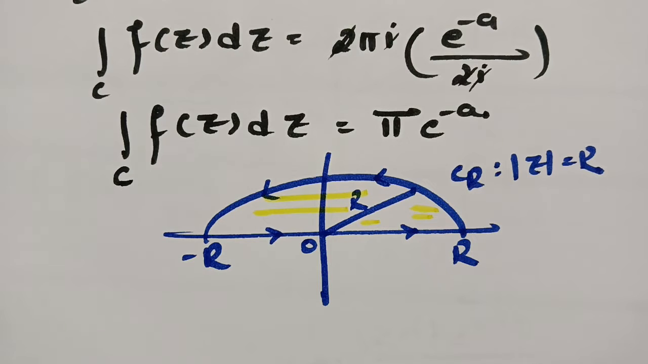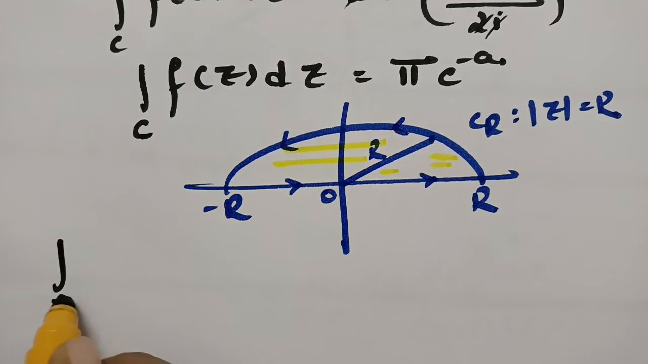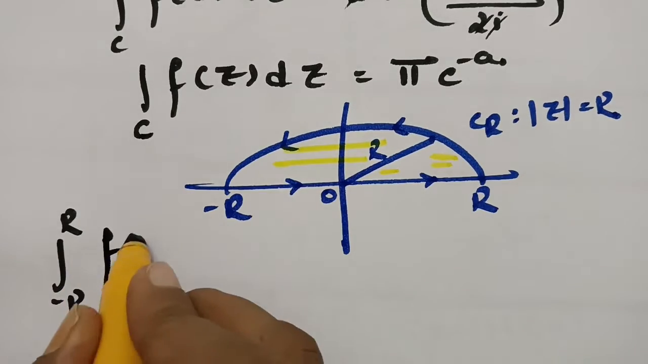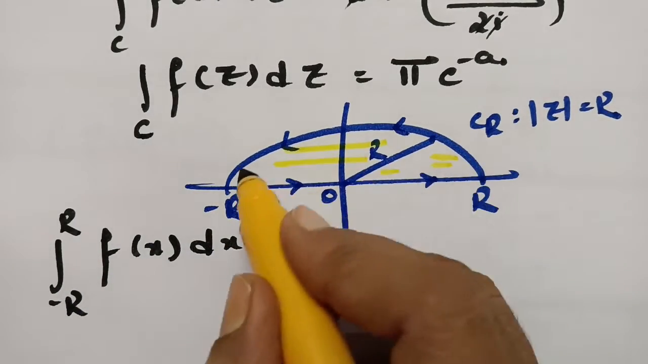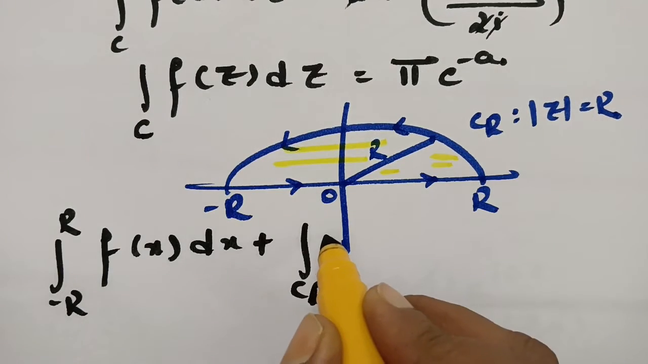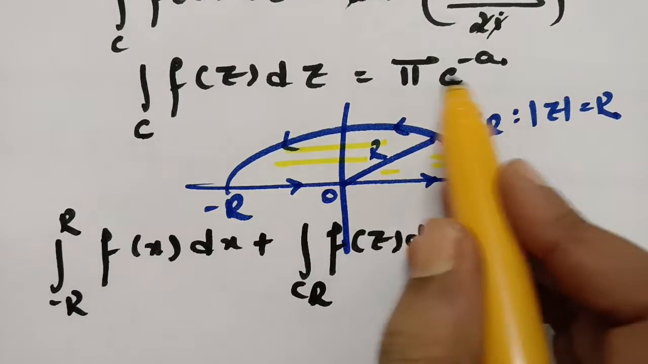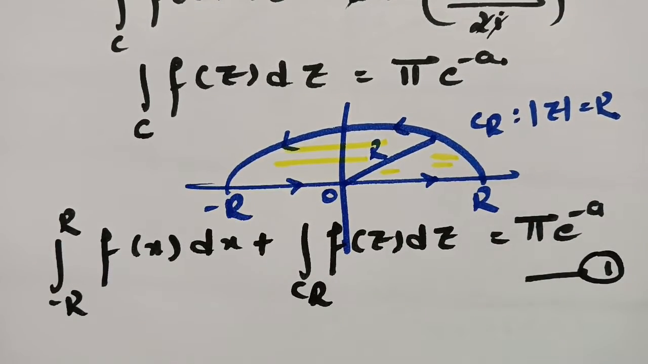So in this, our integral value will be, the total contour value will be the integral from minus R to plus R, as this is the real axis, f of x dx, plus the integral over the border line, that is C_R, which is nothing but f of z dz. The value here is pi times e to the power minus a, and this is equation number 1.